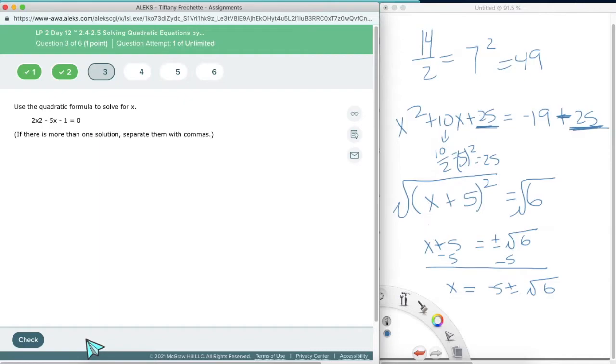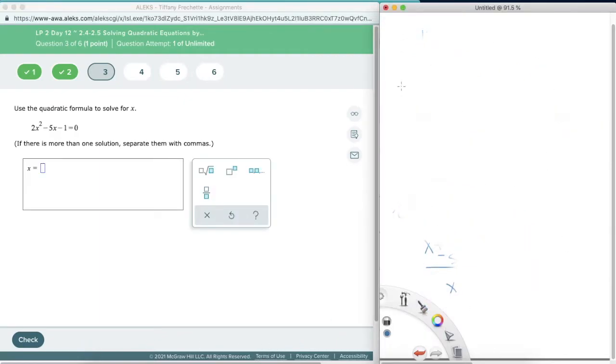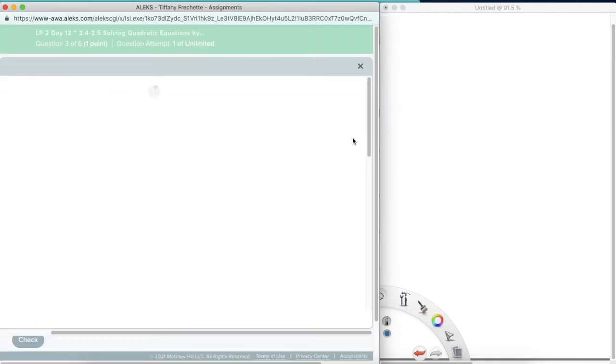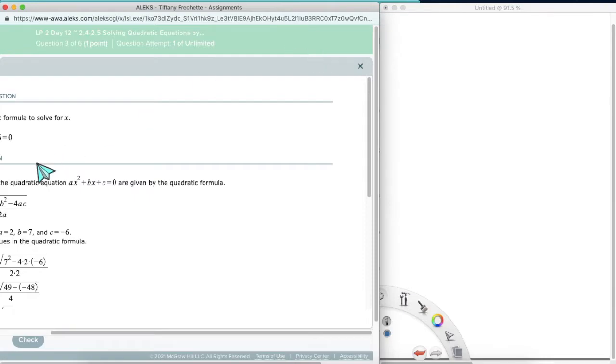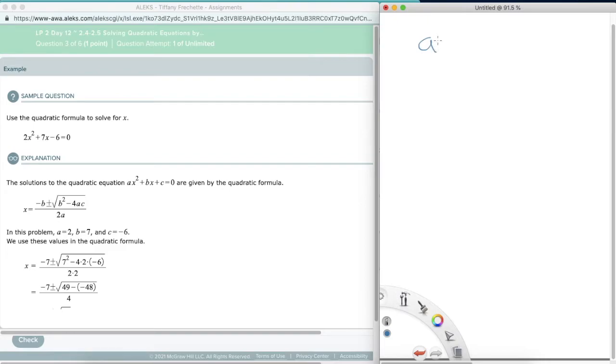All right, let's erase this really quick. So we're going to use the quadratic formula. Again, if you don't know the quadratic formula, this is where you would want to click on this explanation button, because it's going to give it to us in here. And we want to also understand the standard form, the equation we're looking at. So this is ax squared plus bx plus c equals 0. So this is the form that we should be looking at when we're doing this.